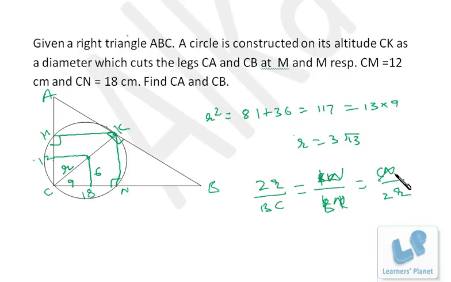So CN is nothing but 18, right? Now from this and this we can calculate BC, right? 2R into 2R is 4R square. So 4 into R square will be what? 13 into 9 is equal to 18 BC. Okay, 4R square is equal to 18 BC. 4R square is 13 into 9, which is equal to 18 BC. So BC is 26. Okay.